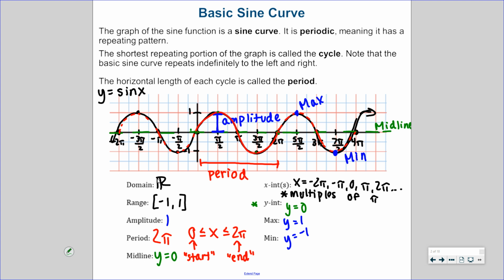One thing I want you to write down on your sine curve, right down here. The important distinguisher is that the cycle starts at an x-intercept.